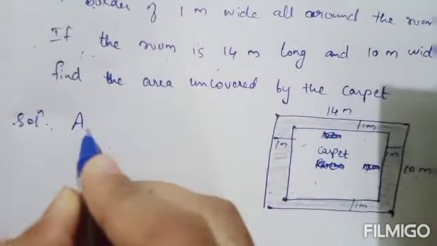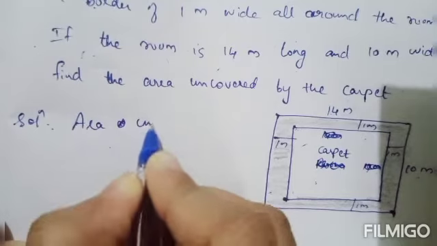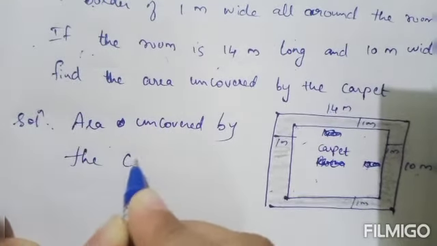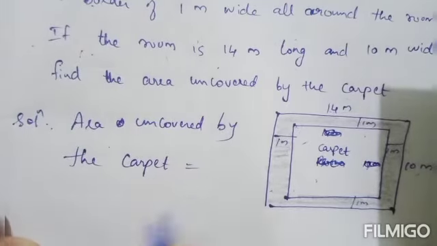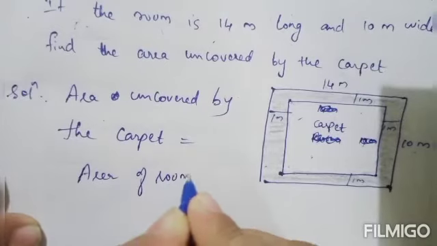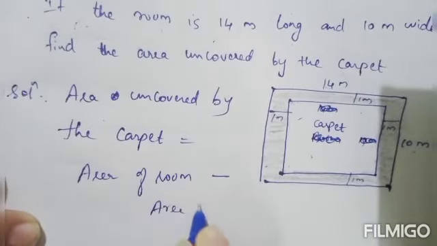So you can find the area uncovered by the carpet. It is the area of room minus the area of carpet.